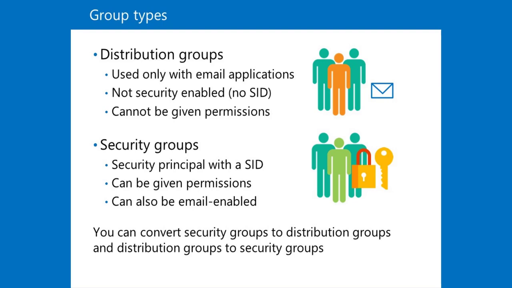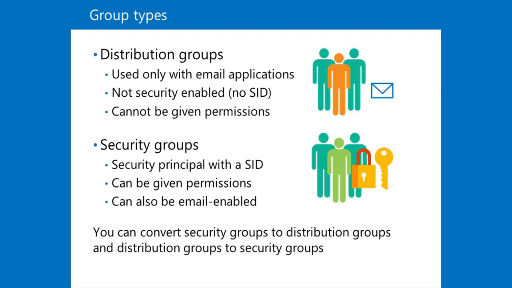In a Windows Server Enterprise network, there are two types of groups: security and distribution. When you create a group, you choose the group type and scope. Group type determines the capabilities of the group. Email applications mainly use distribution groups, which are not security enabled. Security groups are security enabled, and you use them to assign permissions to various resources.